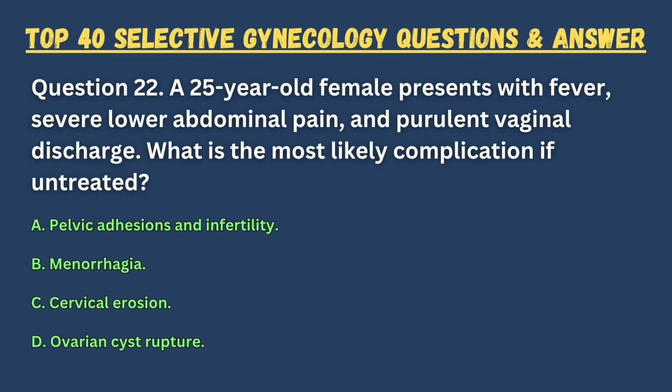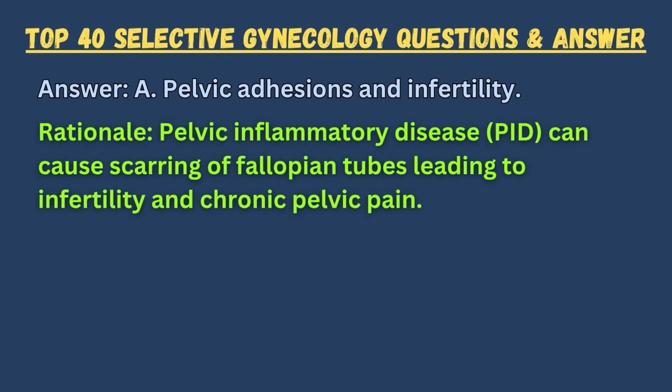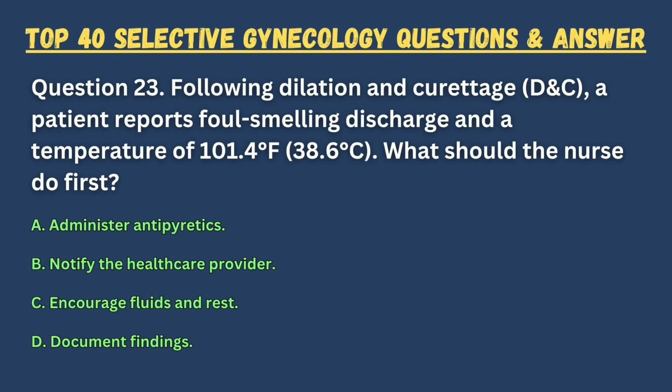Question 22. A 25-year-old female presents with fever, severe lower abdominal pain, and purulent vaginal discharge. What is the most likely complication if untreated? A. Pelvic adhesions and infertility. B. Menorrhagia. C. Cervical erosion. D. Ovarian cyst rupture. Answer: A. Pelvic adhesions and infertility. Rationale: pelvic inflammatory disease, PID, can cause scarring of fallopian tubes leading to infertility and chronic pelvic pain.